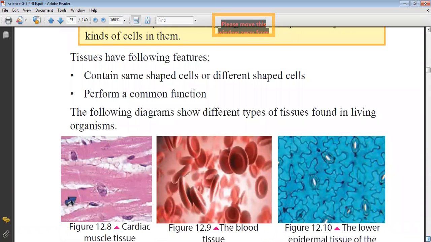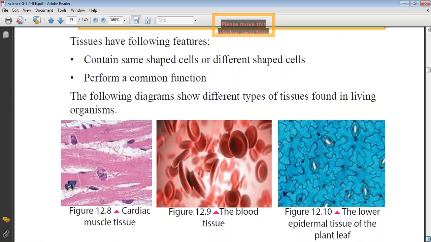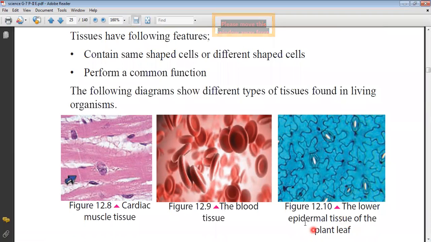Tissues have the following features: they contain same shaped cells and they may also contain different shaped cells, but they all perform a common function. Here we can see in figure 12.8 a cardiac muscle tissue. In figure 12.9, blood tissue. In figure 12.10, the lower epidermal tissue of the plant.